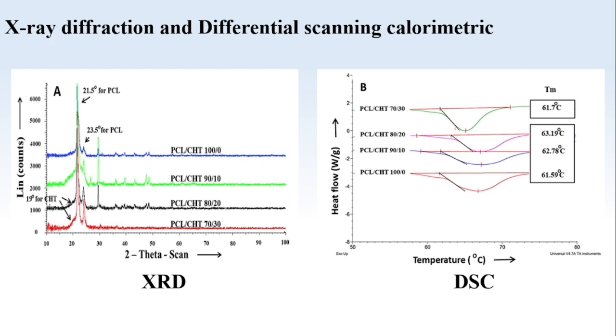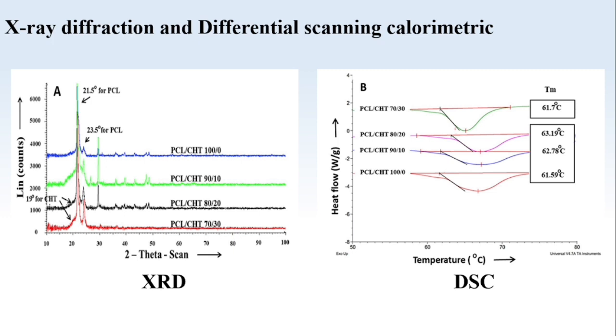And surprisingly, the PCL peak intensity increases with more chitosan. This indicates enhanced crystallization. Other peaks suggest different crystal planes contribute to overall crystalline behavior. However, the material with 70-30 ratio shows almost no peaks, indicating significant amorphousness due to chitosan.